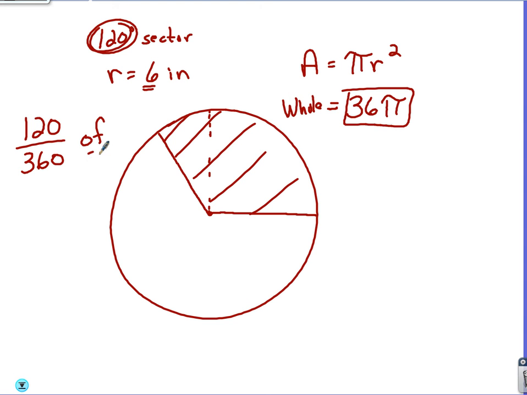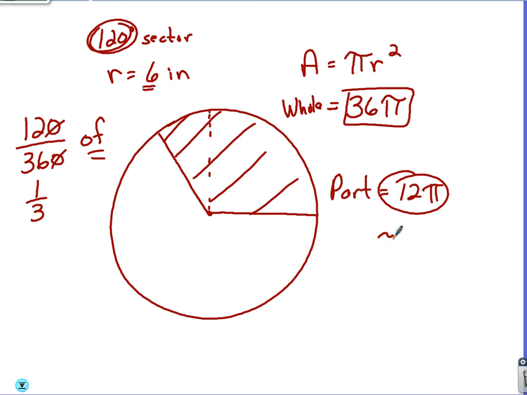The word of, anytime you're dealing with fractions, means to multiply. So you're going to take your 36 pi and multiply it by, and if you want to reduce this, that's fine. That's a third. Like you said, this is 1/3 of the whole circle. If you want exact, 1/3 of 36 pi is 12 pi. That's the exact portion. But if you want the approximate, which more likely you do, 37.68 square inches.